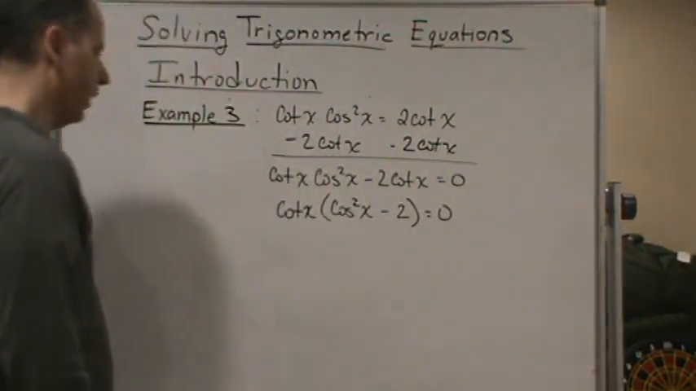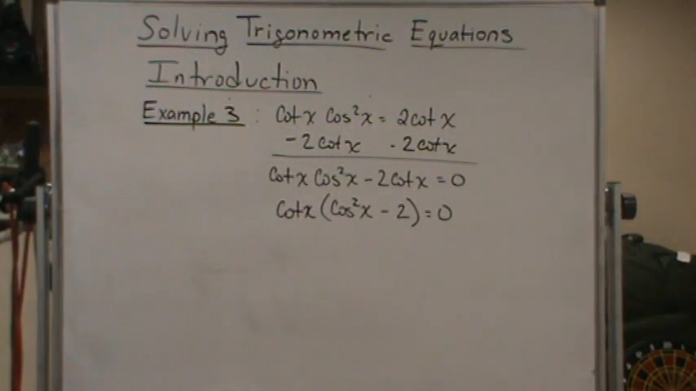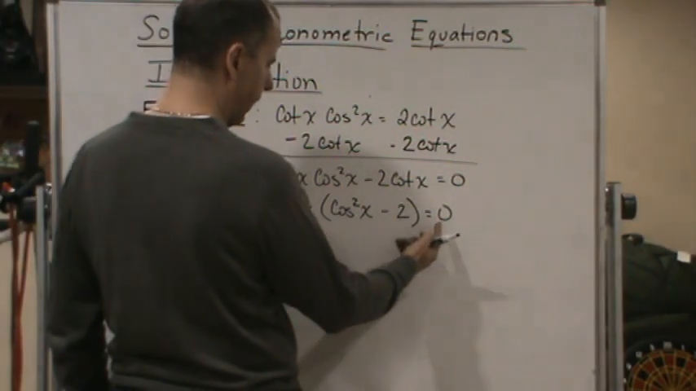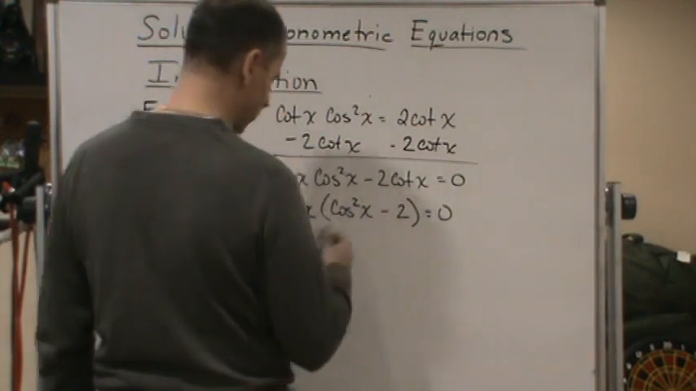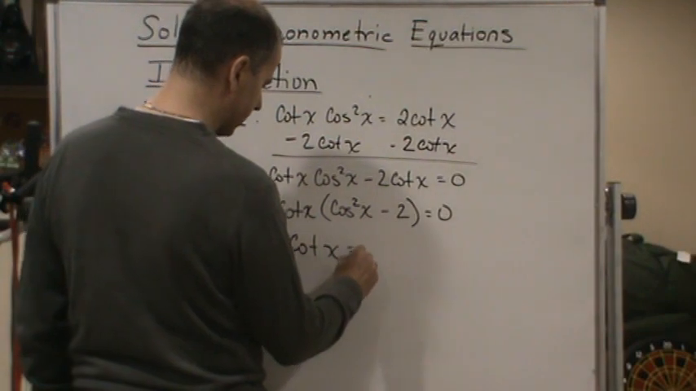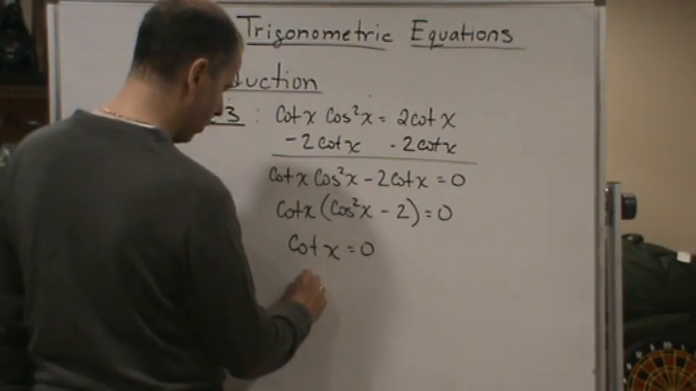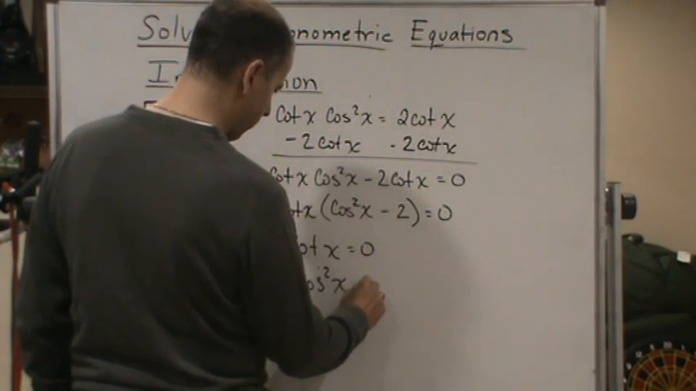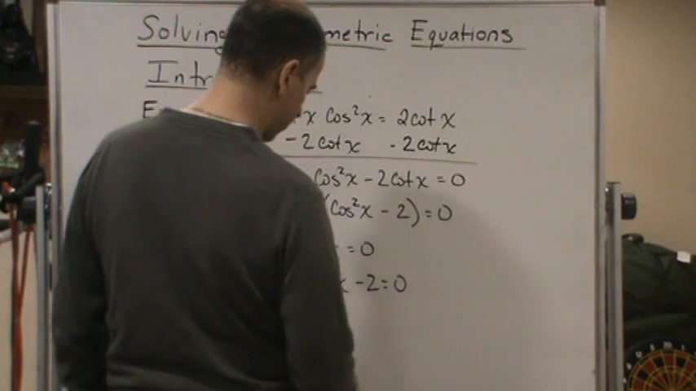is equal to 0. So now what does that give me? Well, that allows me to use what we call the zero product principle. And you may remember that from algebra. So the zero product principle says that either this term is equal to 0 or this term is equal to 0. So we're going to solve both, right? So cotangent x is equal to 0, and then also cosine squared x minus 2 is equal to 0.